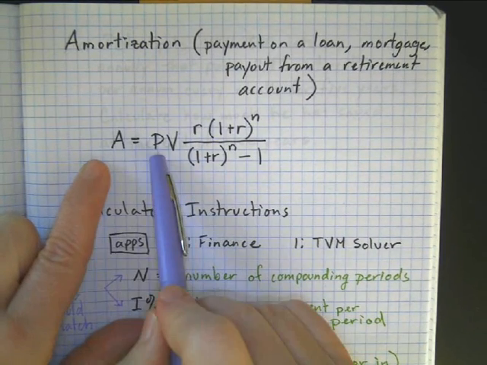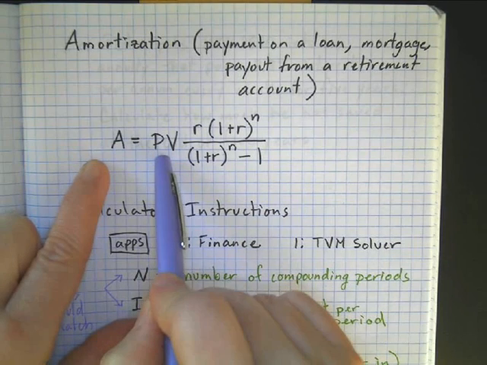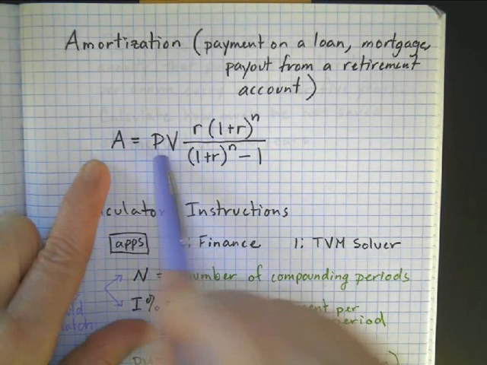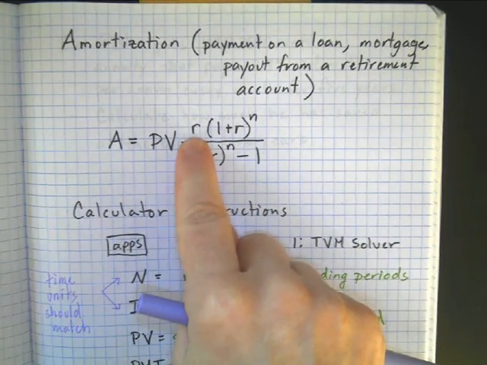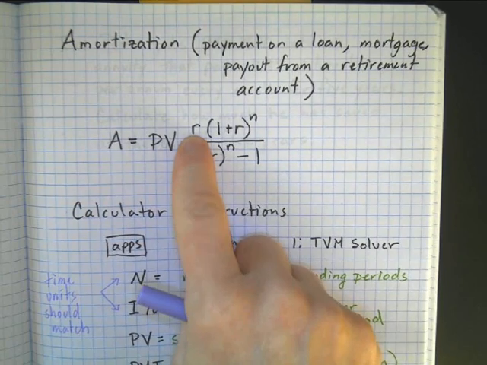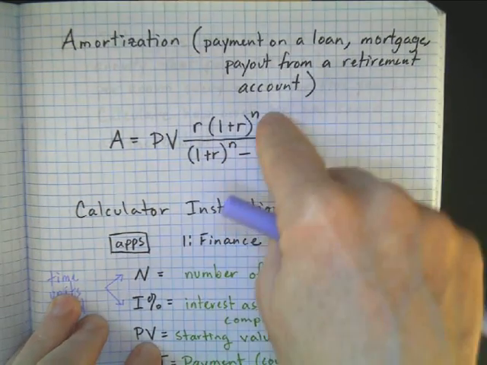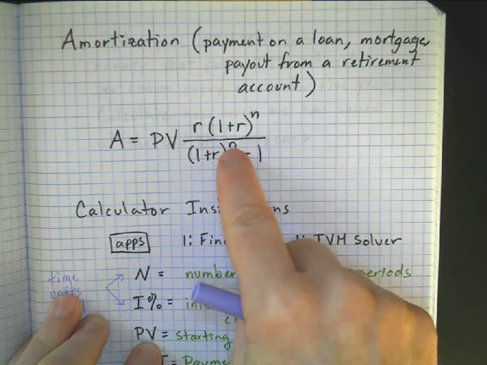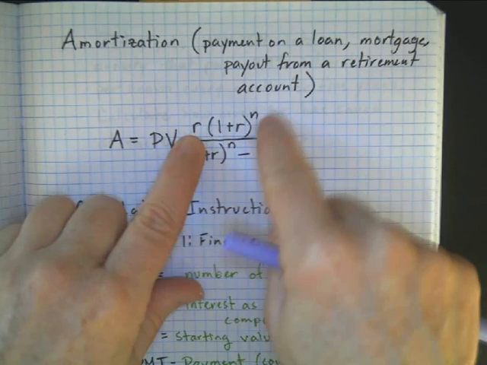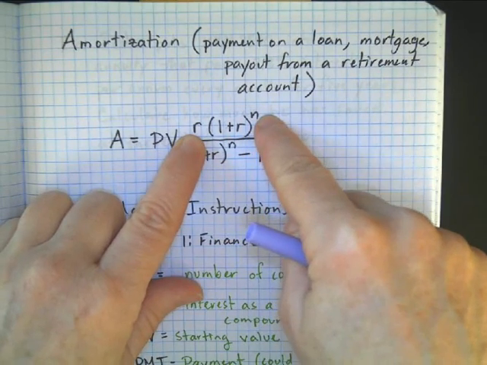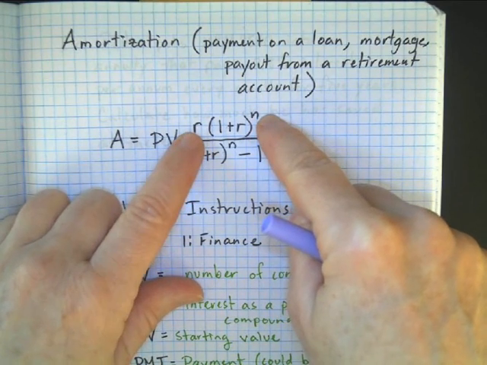You take the present value, okay, so for example, maybe you have $100,000 in your retirement account, and then you take your interest rate, okay, and again, here you're going to write it as a decimal because it doesn't have that divide by 100. Interest rate, write it as a decimal. Number of compounding periods, and make sure that your interest rate matches the units that you're using for your compounding. Okay, so if you're compounding monthly, make sure your interest rate is interest rate per month.